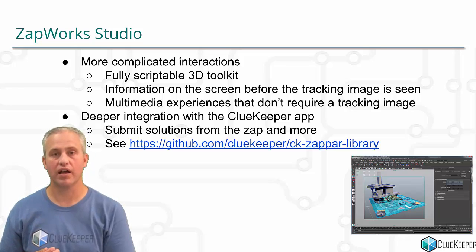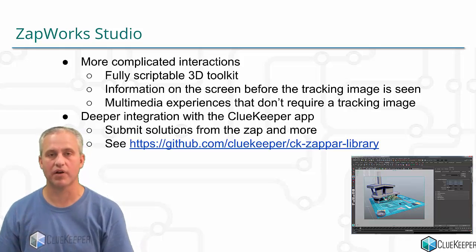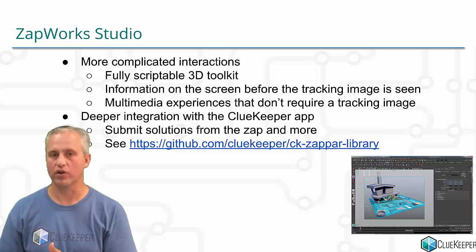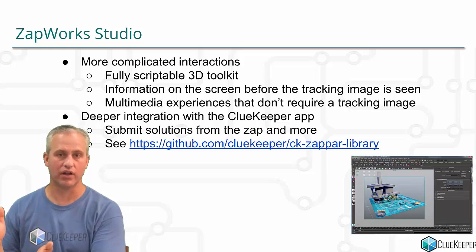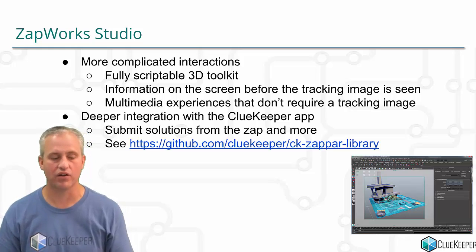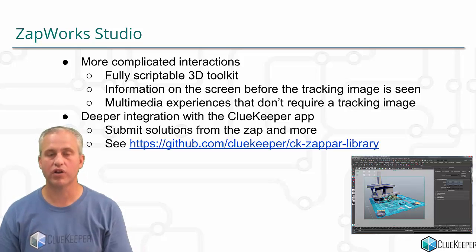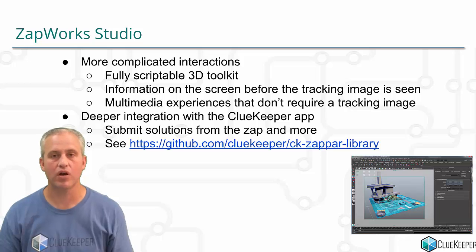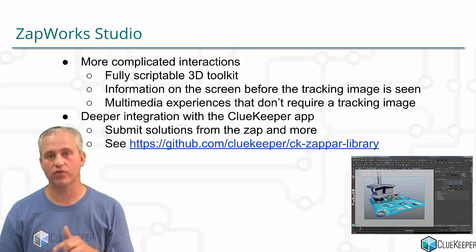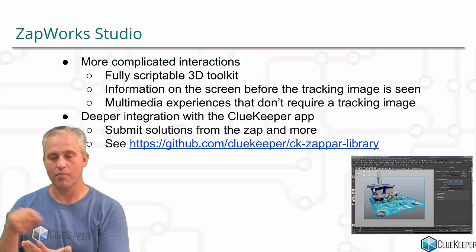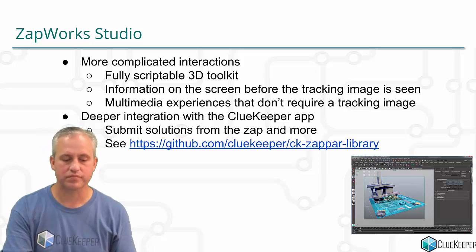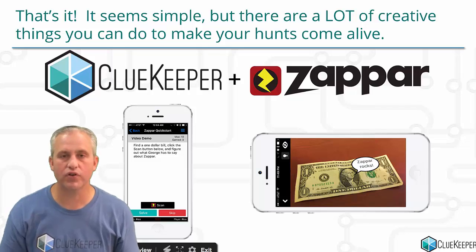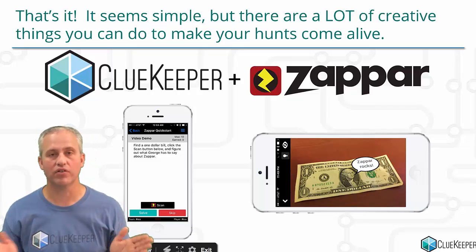If you just wanted a more multimedia experience, like say you wanted to play a video when they click the button, you could do that. I've got one clue where I want to show a Braille reference sheet when they click the button. I can do that. And there's actually much deeper integration with the ClueKeeper app with Zapworks Studio. So for example, you can solve clues from within the Zap. You could hide the solve button and just make them play a game and then solve it. So that's our overview of ClueKeeper and Zappar.